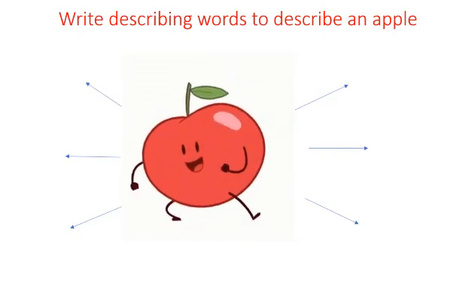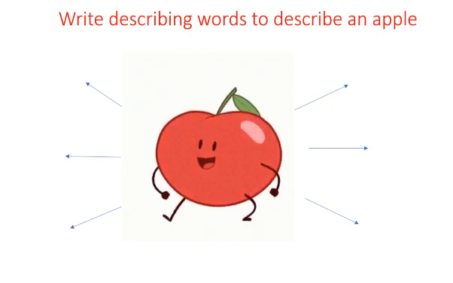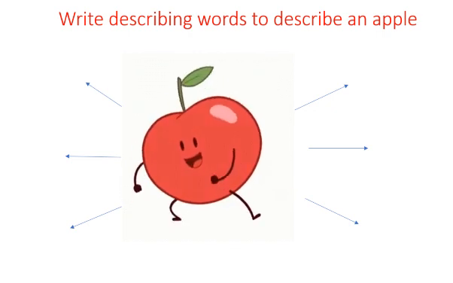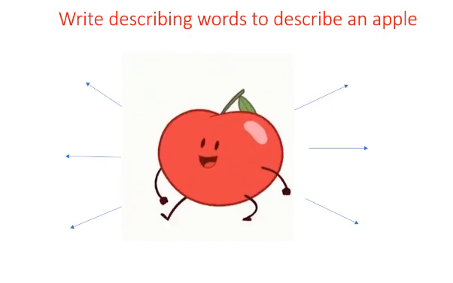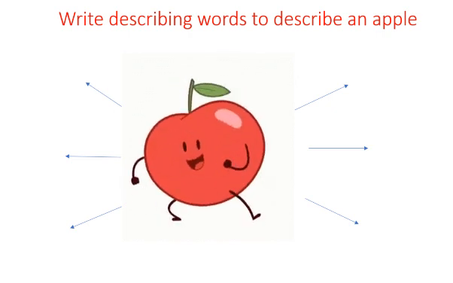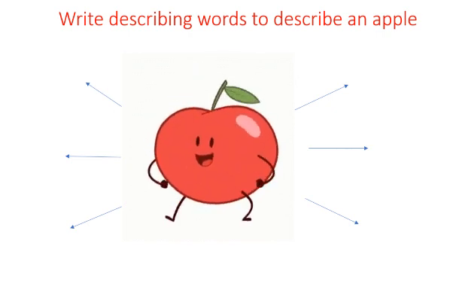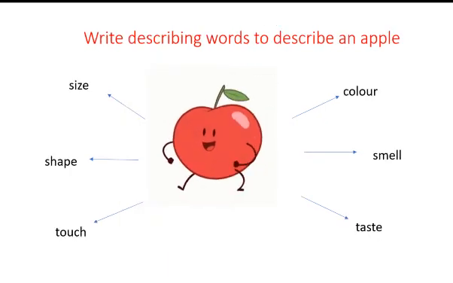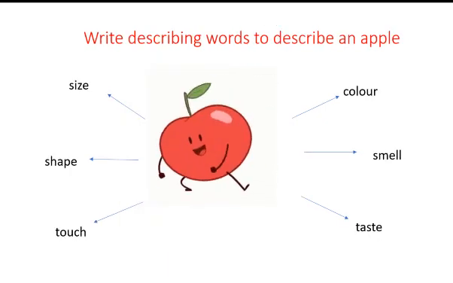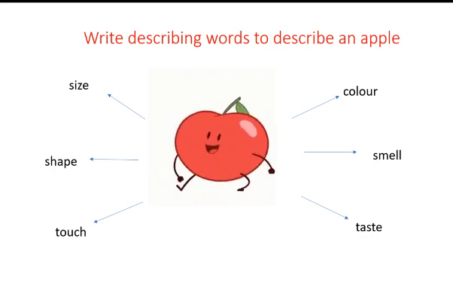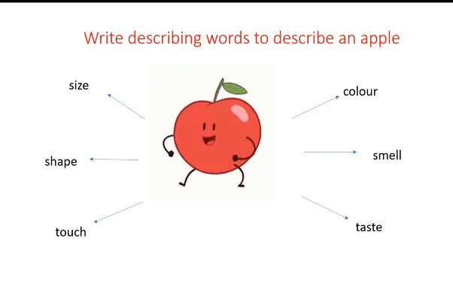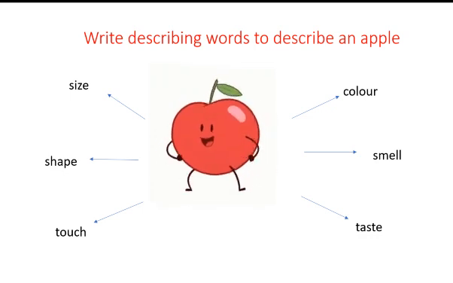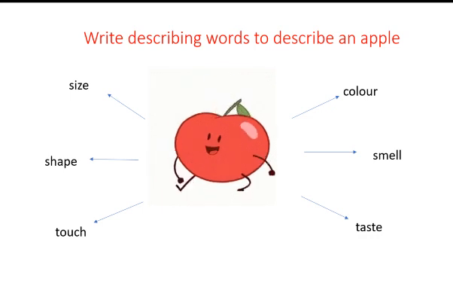Children, do you like apples? Have you ever seen an apple tree? Now let us do an activity on apple. Let us use the describing words to describe an apple to a person who has never seen an apple. You can use the given clues. An apple is a healthy and nutritious fruit. You can talk about the size of the apple, shape of the apple, touch, color, smell, and taste. Now use these hints to describe an apple.